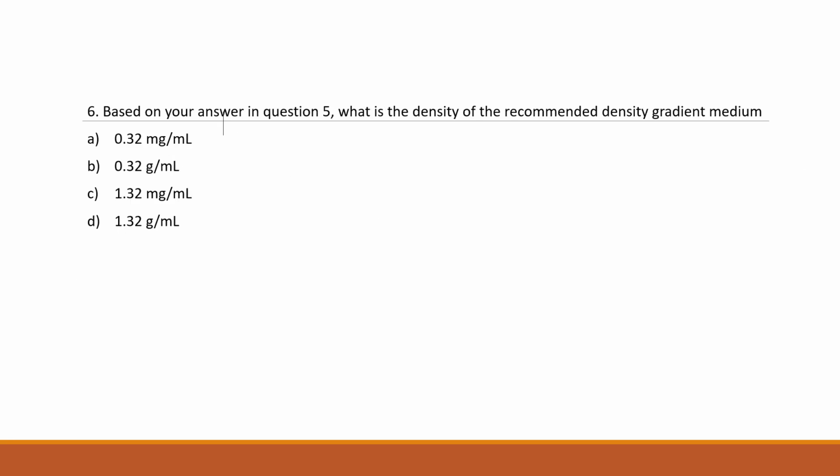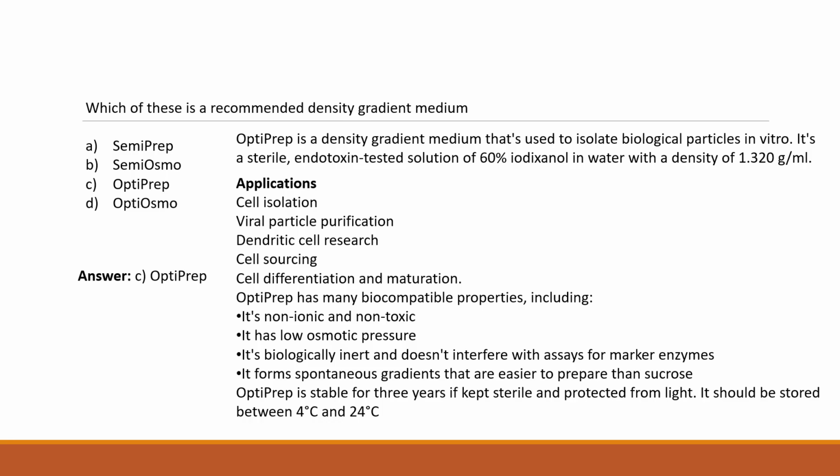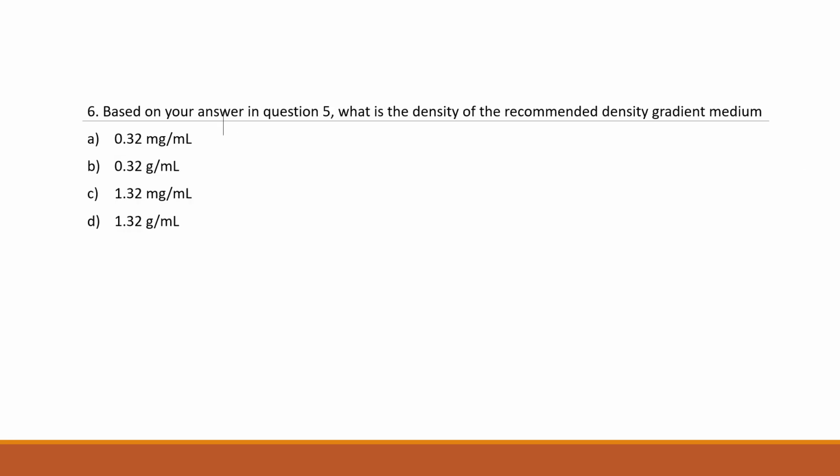Then, based on your answer in question 5, that is, your answer in question 5 was OptiPrep. So, based on this, what is the density of the recommended density gradient medium? Is it 0.32 mg per ml, 0.32 grams per ml, 1.32 mg per ml, or 1.32 grams per ml? What is the answer?